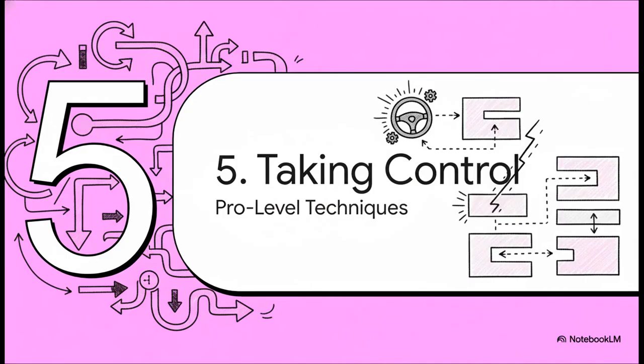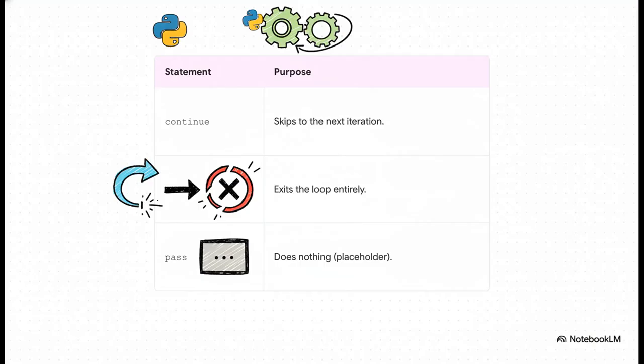Okay, last section. Let's look at how we can get even more precise control over our loops. Because sometimes you don't want to just run a loop from start to finish. You might need to change its behavior right in the middle. And Python gives us three main statements for this: continue, break, and pass. So continue basically says, skip the rest of this round and just go to the next one. Break is more dramatic. It says, stop everything right now and just get out of this loop completely. And pass, it's just a placeholder.